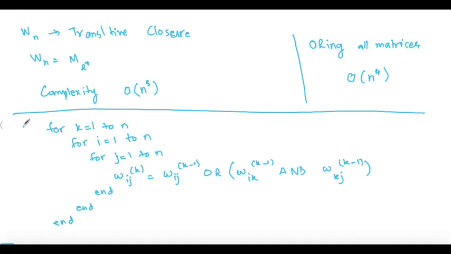We start with W of 0 and our output wij k forms our Wk, which is the output, or you can say Wn actually.